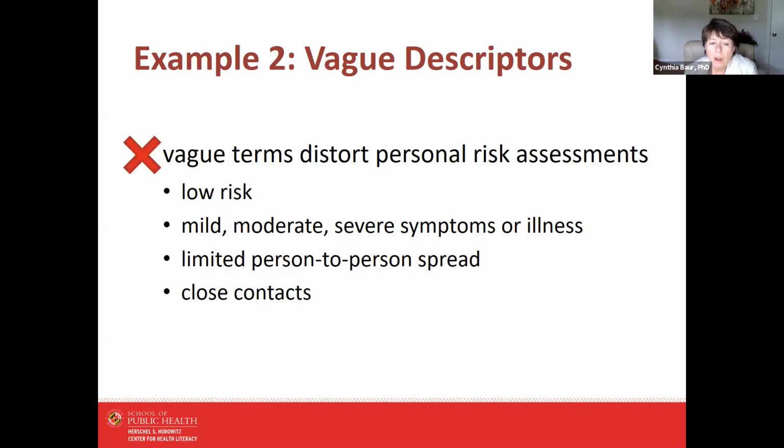And finally, we saw another example of this vague descriptor: close contacts. What did close mean? How close did I have to be? Was that somebody I was emotionally close to, physically close to? Was it a matter of inches or feet? It took quite a while for people to really understand what close contact meant, even though that phrase was being used pretty much from the beginning in telling people to avoid close contacts.